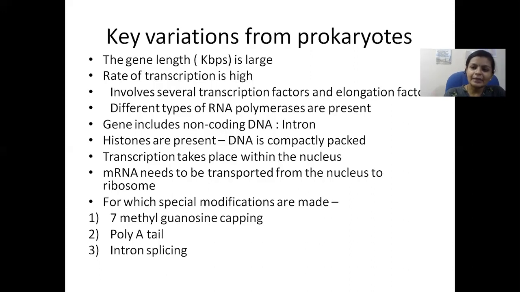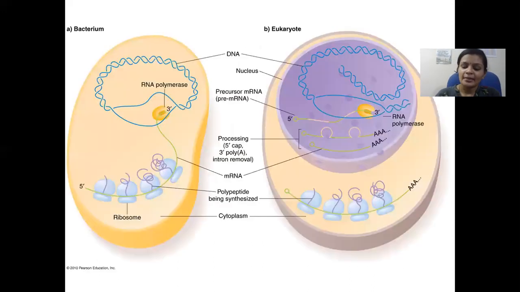And these three processes are usually called post-transcriptional modification, but in reality, 7-methylguanosine capping and polyadenylation happen along the process of transcription. As and when transcription is going on, the mRNA transcript undergoes these modifications, but splicing takes place after the process of transcription is over. It is a separate phenomenon which goes on in the nucleus.